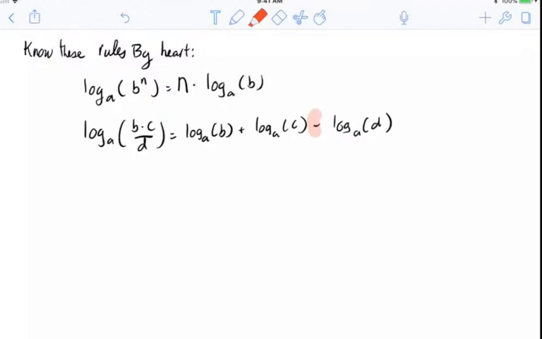If we combine these principles with the ones we talked about last time, log of a, if we take the logarithm of the base, you get 1, and if you take the logarithm of 1, you get 0.